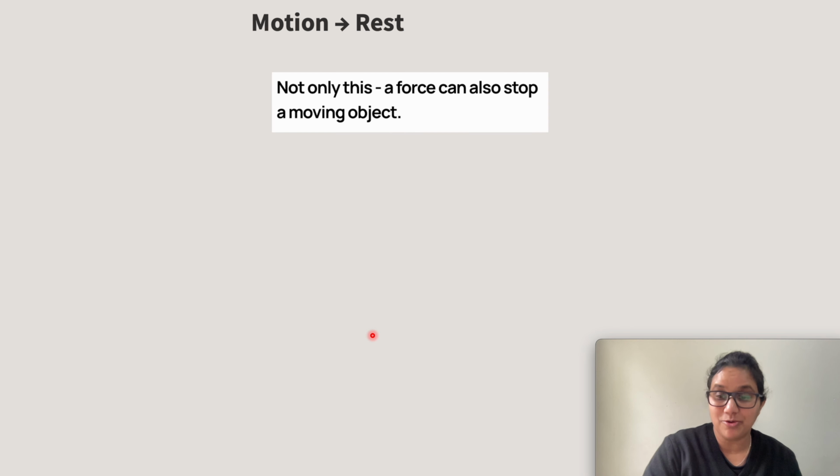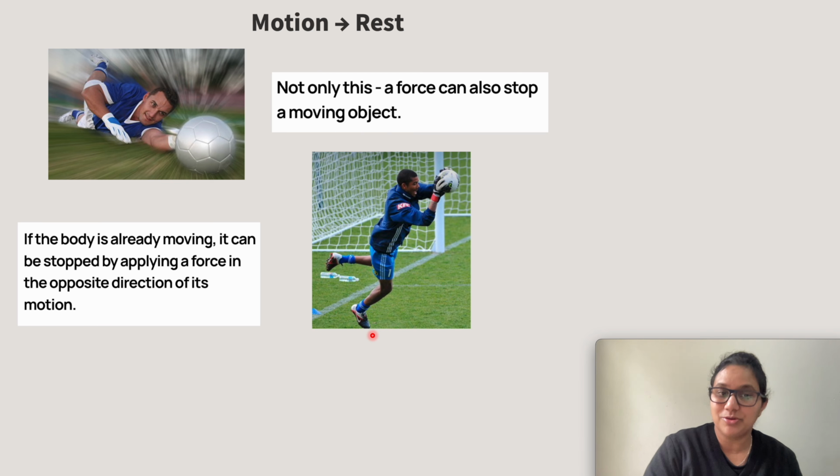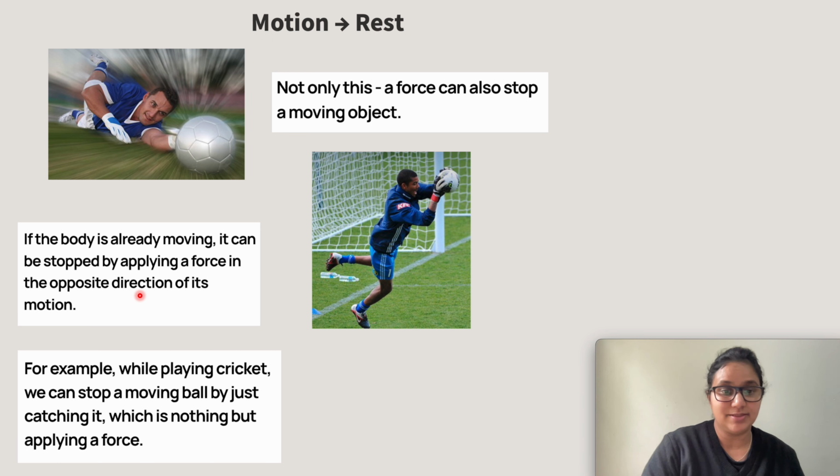Another kind is from motion to rest. So a force can also stop a moving object. If the body is already moving, it can be stopped by applying force in the opposite direction of its motion. Example, you might have seen while playing cricket or soccer or tennis, we can stop a moving ball by just catching it or stopping it or hitting with the racket. All these are examples of applying a force.